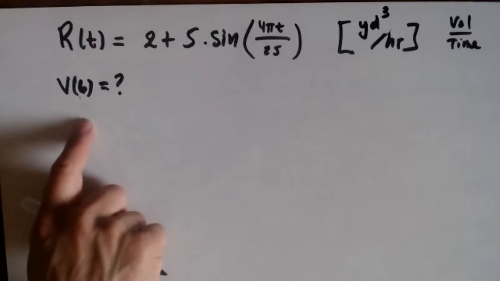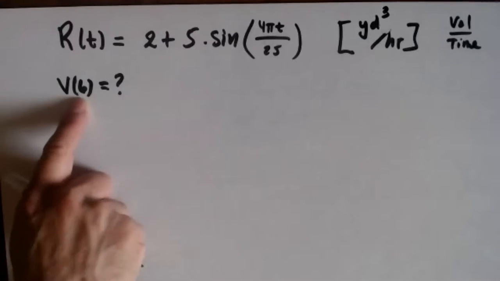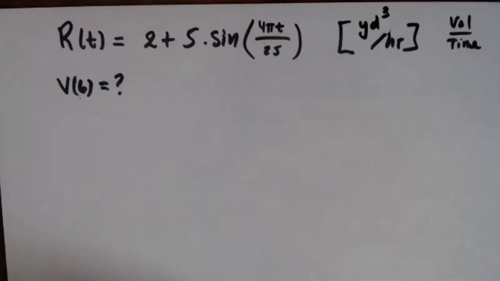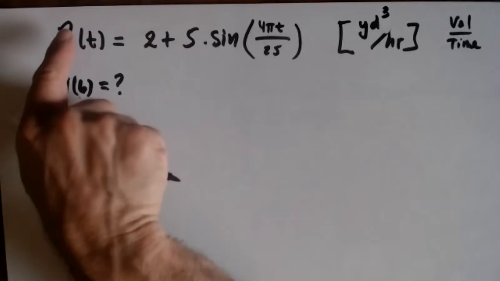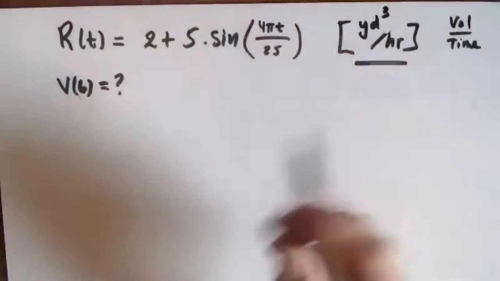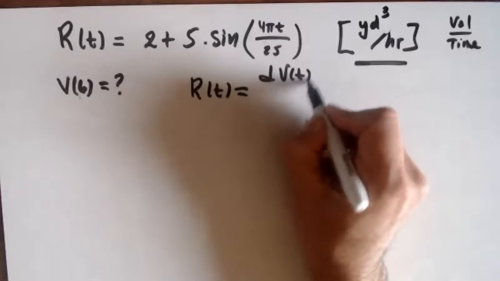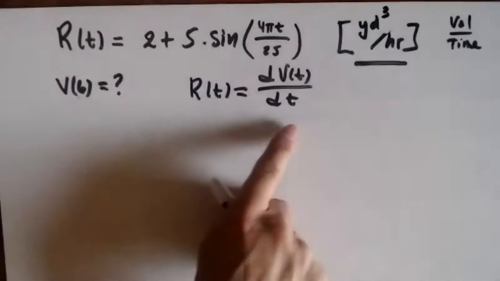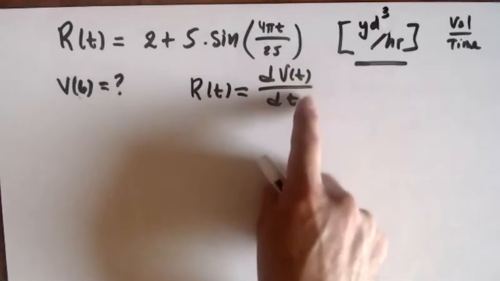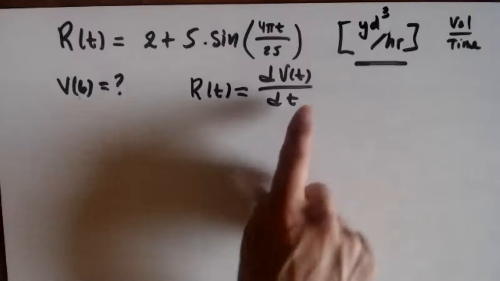How much sand will the tide remove from the beach during the 6-hour period? So I need V of 6 at the end of the 6 hours, correct? So now I have to relate these two, r with V. If r is cubic yards per hour, volume over time, then r of t is dV over dt. So r is the derivative of the volume with respect to time, because this is a rate of change. This is the question we have to solve. Okay, I need the V.